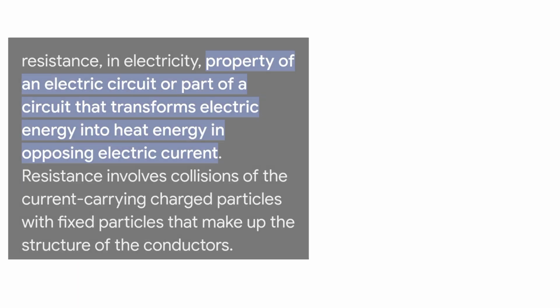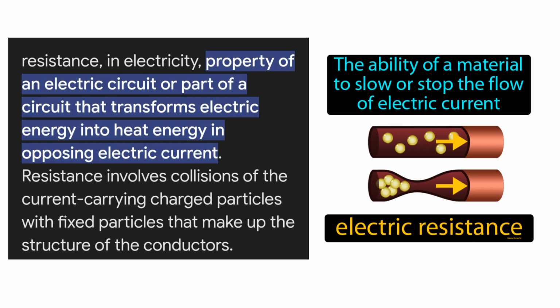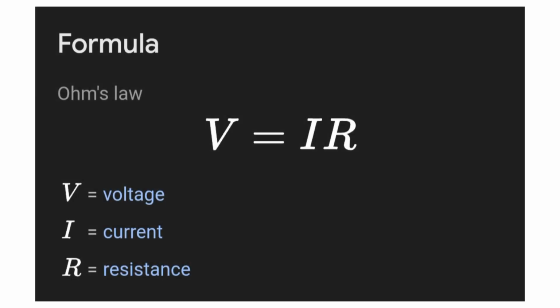Resistance always opposes the flow of current in the circuit, and the relationship between the voltage, current and resistance is described by the law, that is Ohm's law. That is V = IR. So this is the relationship between voltage, current and resistance.